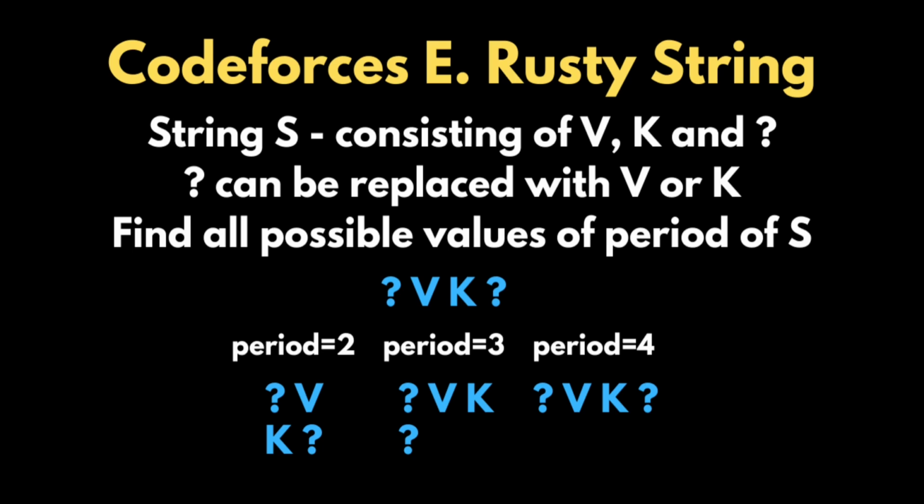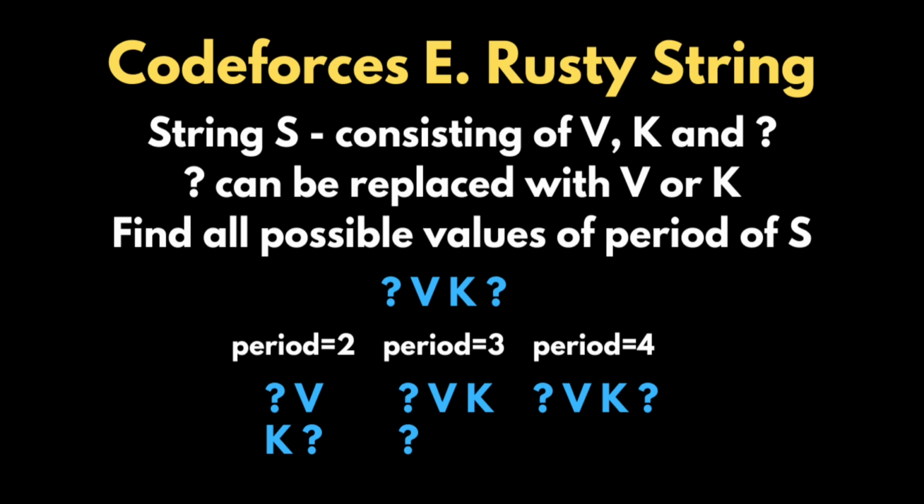Period is defined as follows. Let's say we want to check whether the given string is of period 2 or not. We take two characters at a time and place them one after the other in a top to bottom fashion. So for period 2, we take the first two characters, question mark and v, then take the next two characters, which are k and question mark, place them below each other and check whether all of them can be made equal in columnar fashion. Obviously, for period equal to 2, the question mark can be replaced with k and the next question mark can be replaced with v, and that way both of these strings will become equal.